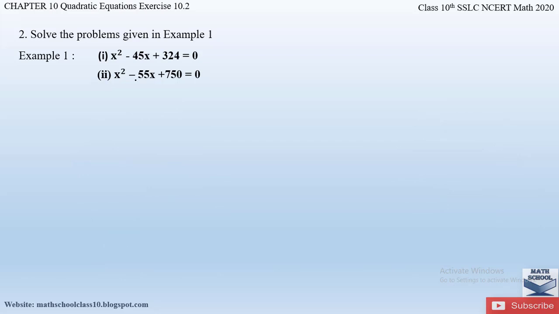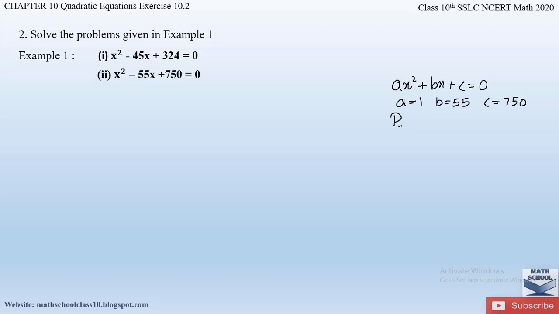The second part of the solution from example number 1, we got the quadratic equation as x square minus 55x plus 750 is equal to 0. So now let us find the roots for this equation. The standard form of a quadratic equation is given by ax square plus bx plus c is equal to 0, where a value is 1, b is 55 and c is 750.